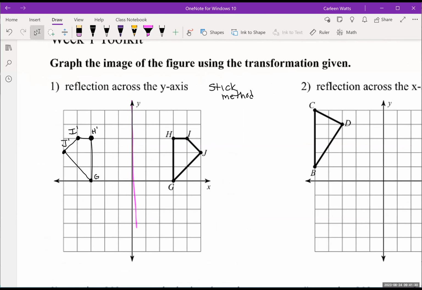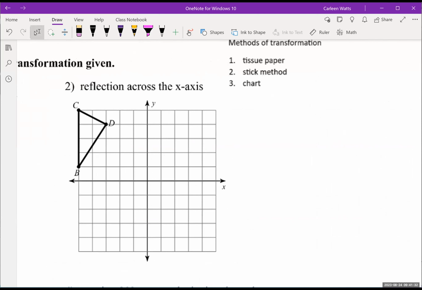Okay. Number 2, reflecting across the x-axis. Let's highlight the x-axis because that's where my mirror is going to go. So let's make the sticks. Make 3 sticks from the x-axis. I'll do the other one later. To the points and reflect them across.